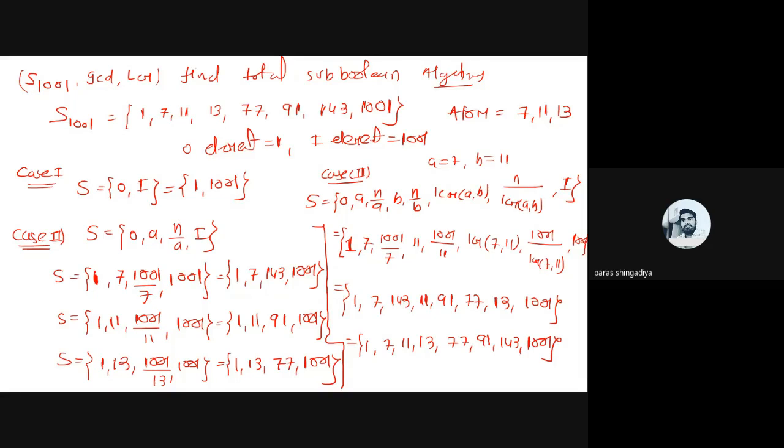Okay, so now find the total sub-Boolean algebras. So the total is equal to: there is one set which contains the 2 elements. Then there are 3 sets which contain the 4 elements, and one set which contains the 8 elements. So the answer is equal to the total. Okay, so is it clear? Is there any doubt to anyone in this topic of Stone representation theorem?